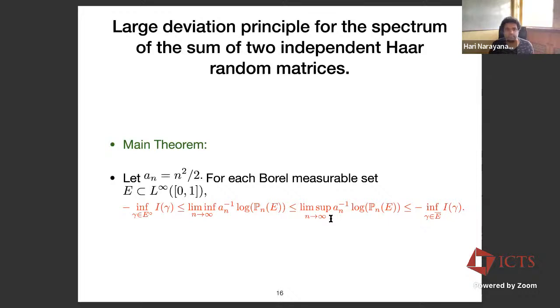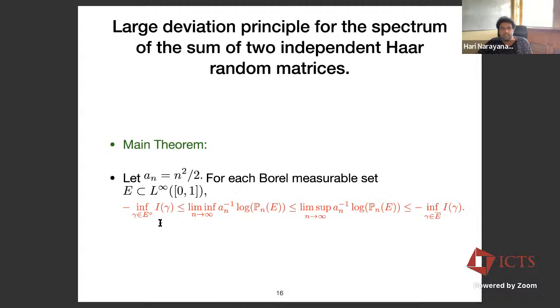Okay, so this is the main theorem. It says that the negative infimum over all gamma in the interior of a Borel set E... So you're fixing a Borel set E in L infinity [0,1], and this rate is n squared by 2, and a_n is n squared by 2. If you take the negative infimum over the interior of E of I(gamma), that lower bounds the lim inf of a_n inverse log P_n of E, and the negative infimum over gamma in the closure of E of I upper bounds the lim sup of a_n inverse log P_n of E.